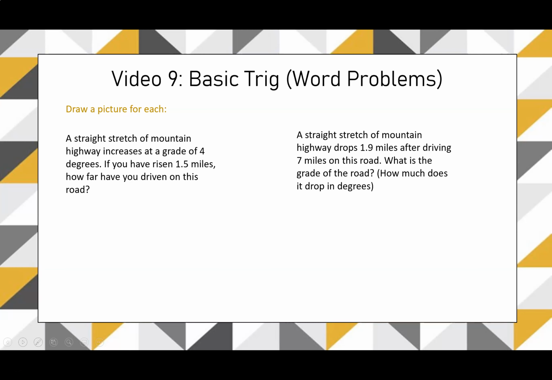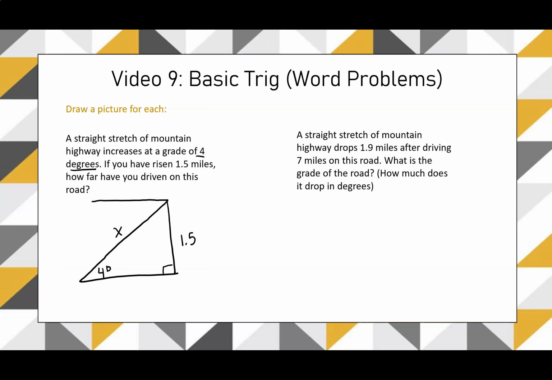All right, next picture here. A straight stretch of mountain highway increases at a grade of 4 degrees. If you've risen 1.5 miles, how far have you driven on this road? Okay, here we are. We have a 4-degree increase, so I'm going to put that right here. I've risen 1.5 miles. That's how much I've gone up, so that would be 1.5 miles here. And then we're going to look for how far have you driven on this road. Our X will be right here.